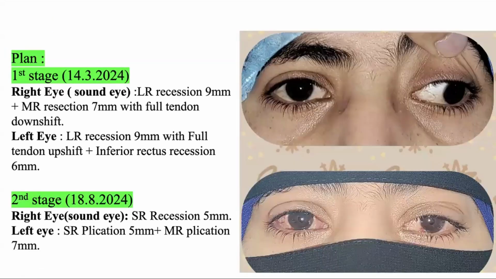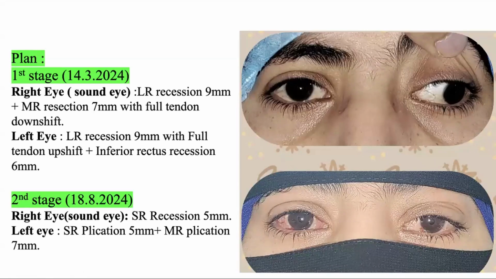So I did the surgery in two stages. Firstly, I worked on the right eye, the sound eye, the eye with no problem. I did LR recession of 9 millimeter with MR resection of 7 millimeter with full tendon downshift, with left LR recession of 9 millimeter with inferior rectus recession of 6 millimeters.